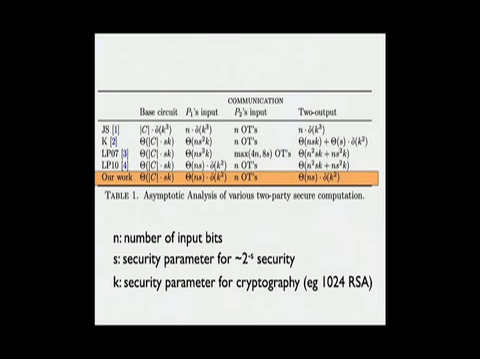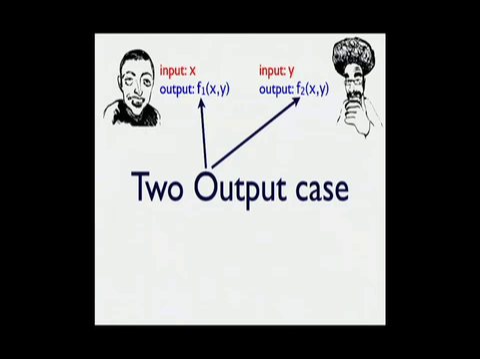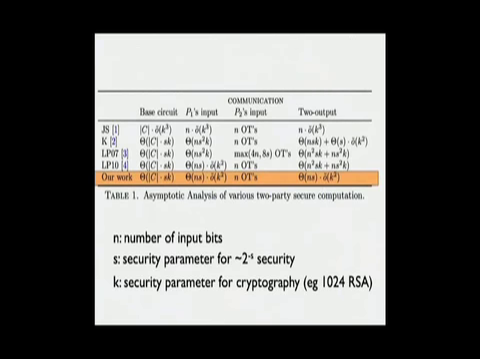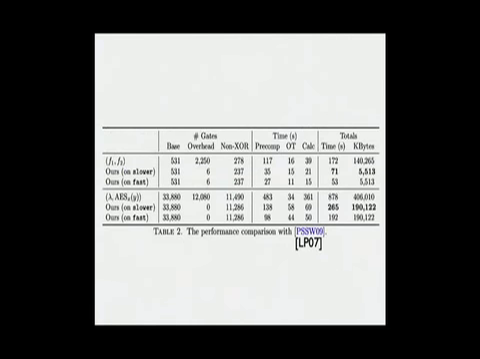So what do I mean by two outputs? It's conceivable that Alice wants to learn function f1 of x,y, and Bob wants to learn function f2 of x,y. That's called the two-output case, and our work there is significantly better than everybody else's. The other really important thing is that our protocol was so conceptually simple that we could actually implement it, and we did.